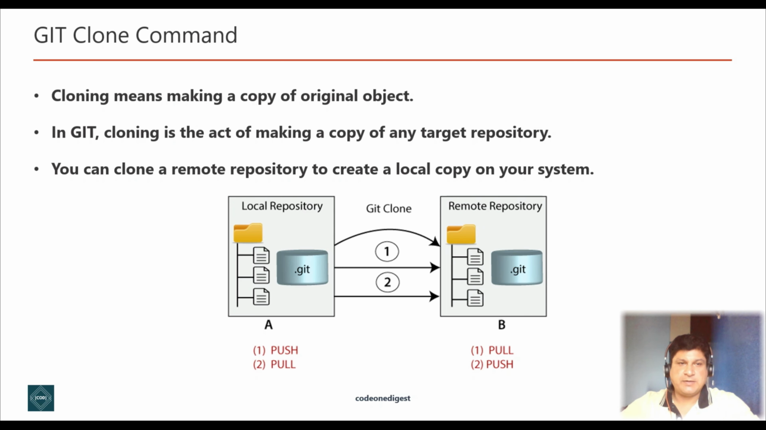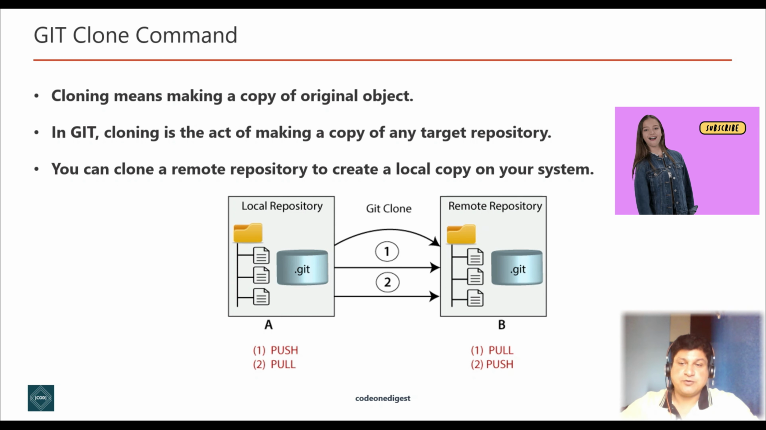Let's start with the git clone command. Cloning means making a copy of an original object. In Git, cloning is an act of making a copy of any target repository, any remote repository. We can clone a remote repository to our local repository in our local machine. In the diagram you see that you have a local repository and a remote repository. You can create a copy of the remote repository into your local repository, start working locally, and then push your changes to the remote repository.